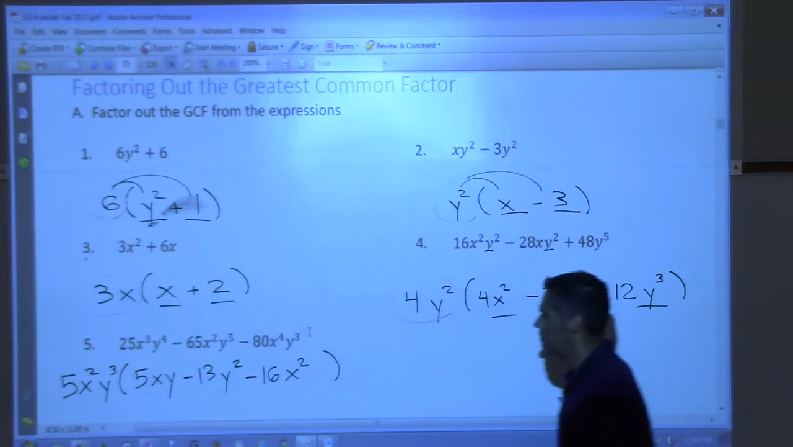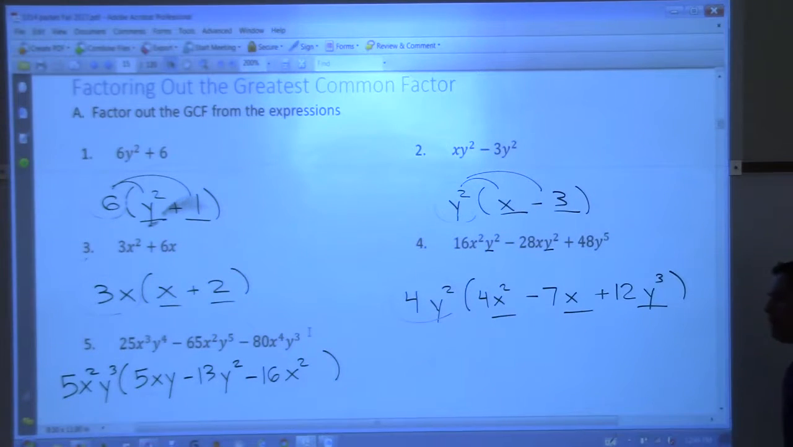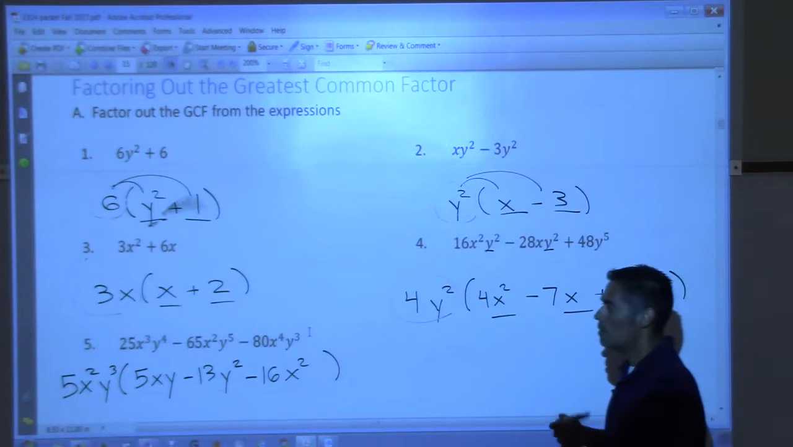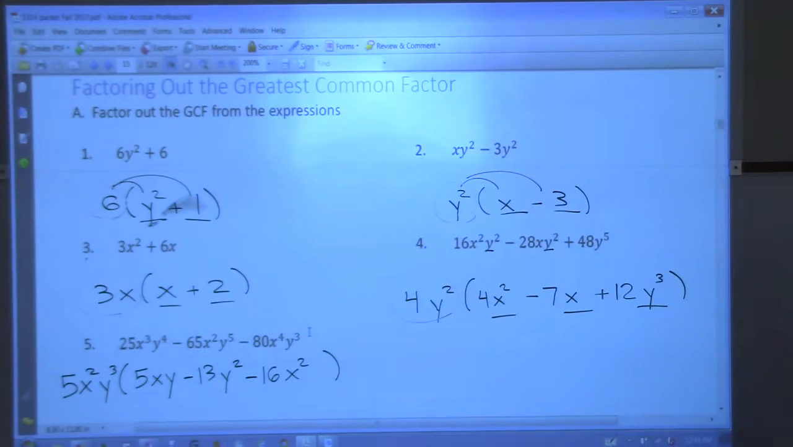Okay, that's it. Yes? So this is like in the future, but on tests, are we going to be given formulas? Question is whether or not you'll be given formulas on a test.